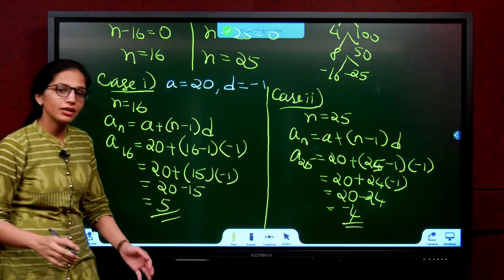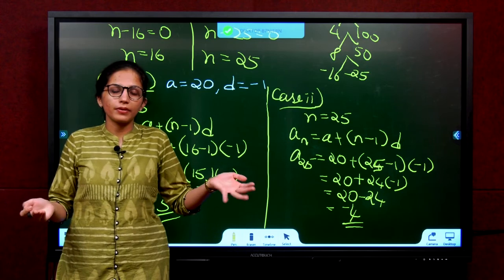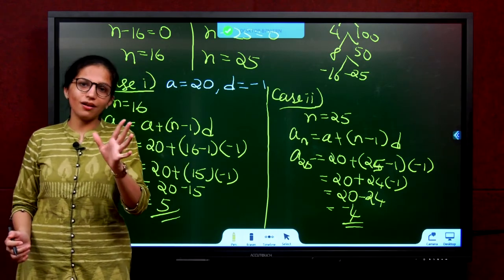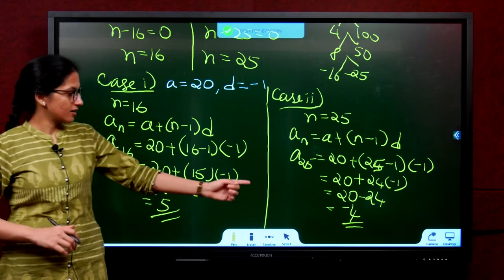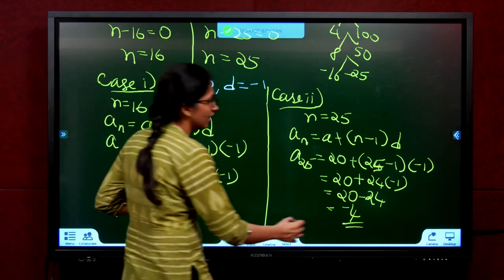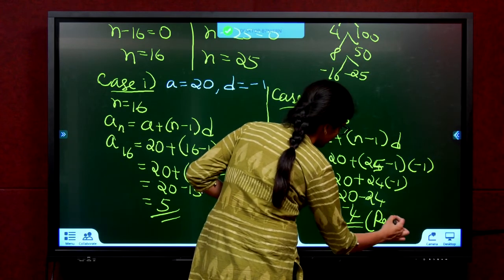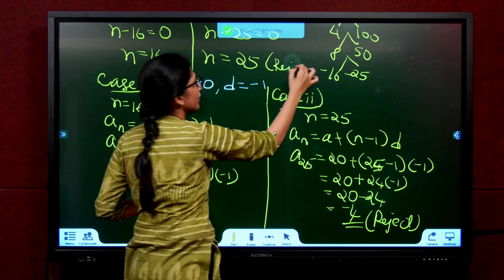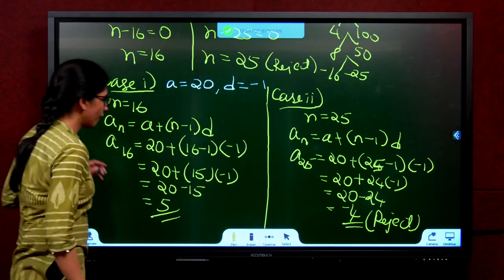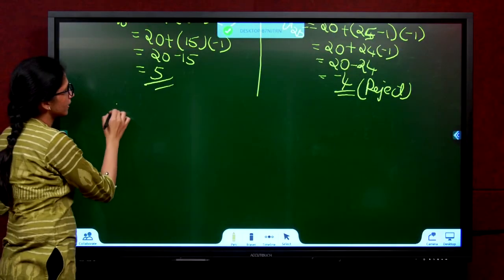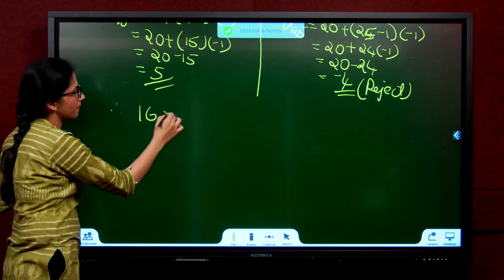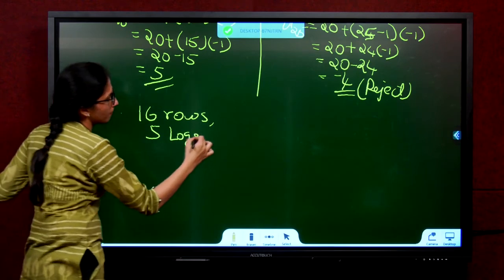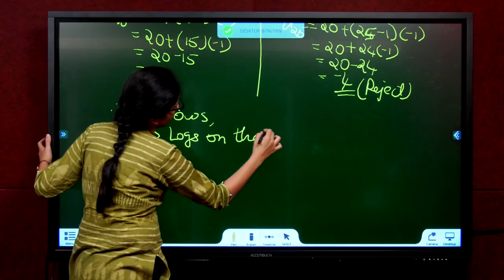Is it possible to get minus 4 logs on top? Can you get minus 4 logs? No, it is either 0 logs, 1 log, 2 logs or something. Minus 4 logs is not possible. So we will reject this, and we will also reject this. Why? Because of this. Therefore, how many rows are possible? Therefore, 16 rows are possible and there are 5 logs on the top row.